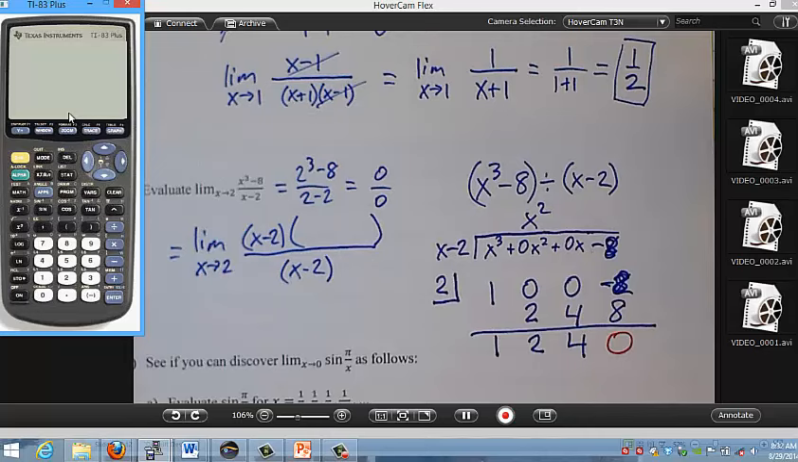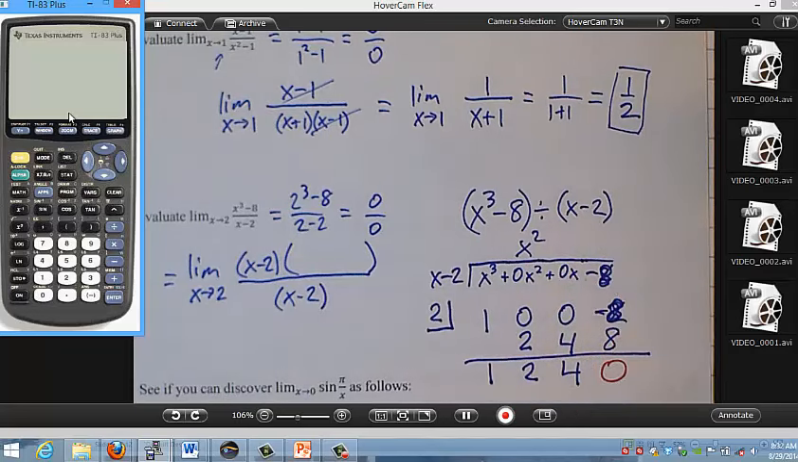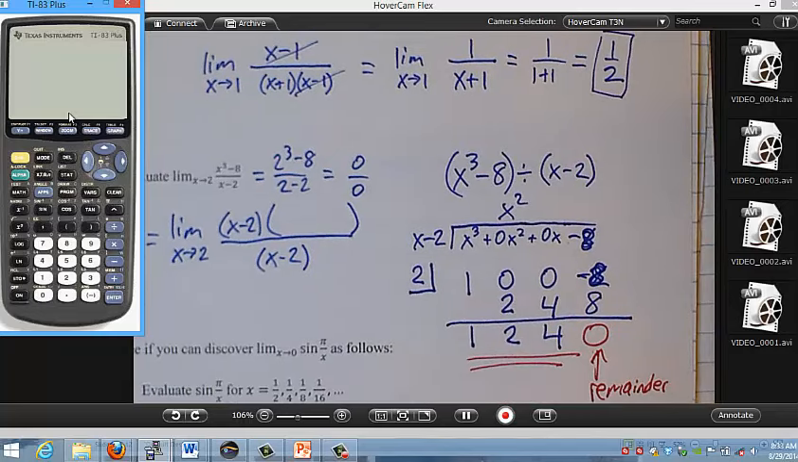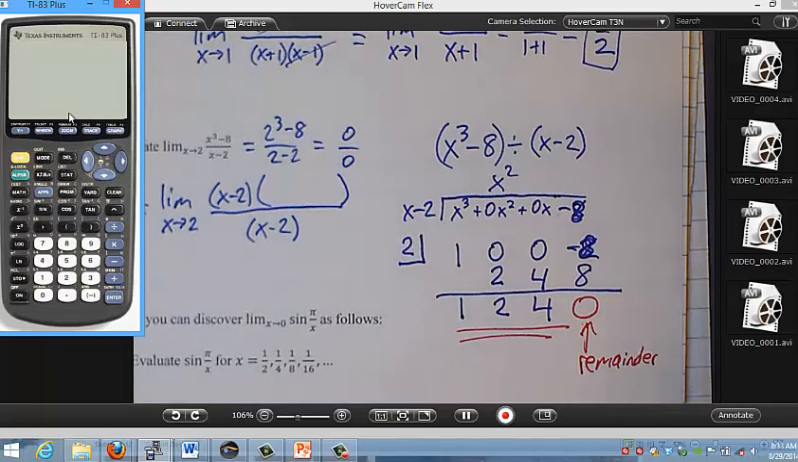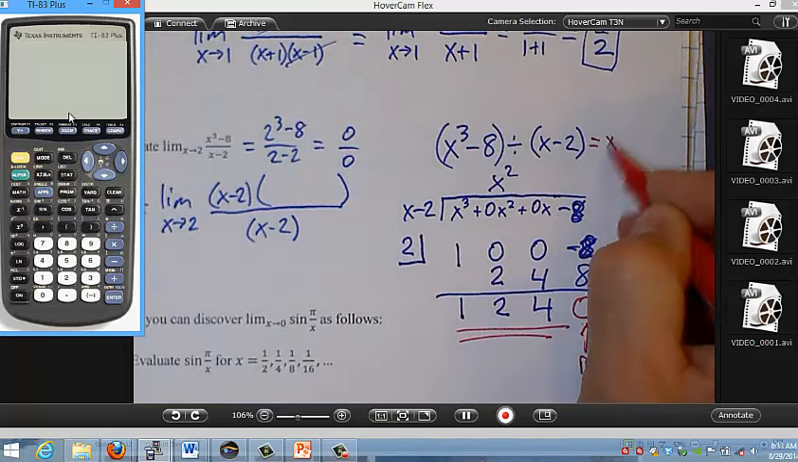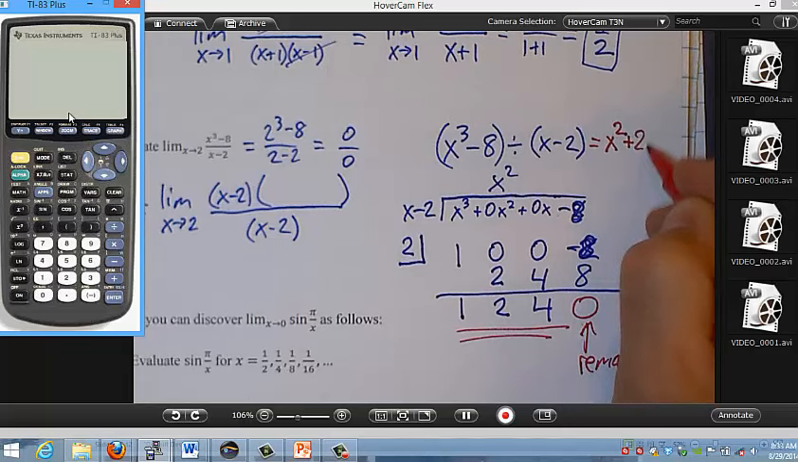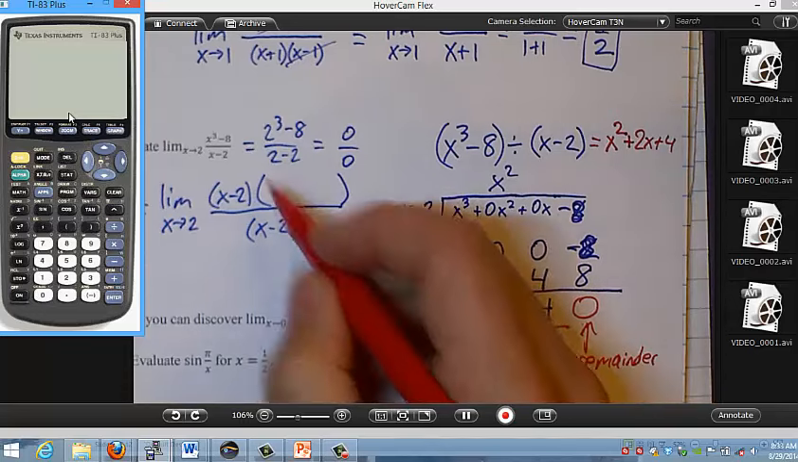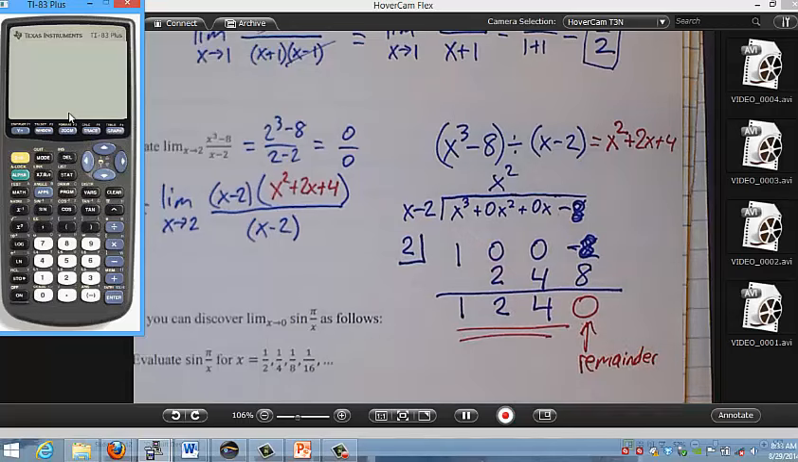So now what's the answer? x cubed minus 8 divided by x minus 2. You get it from here. This is the remainder. That's the remainder. That's 0. Okay? And so my answer would be x squared, and then what? Plus 2x plus 4. All right. So we got it somehow. It's a lot of work.